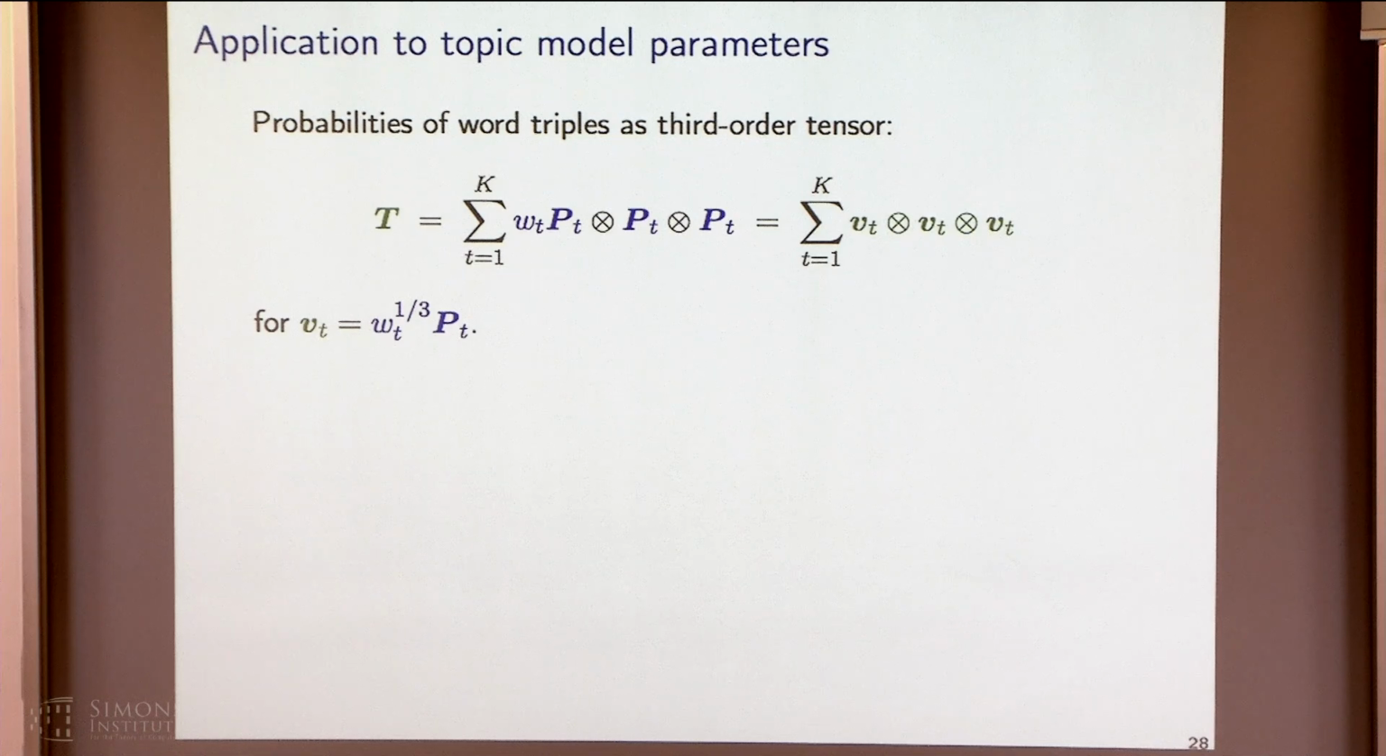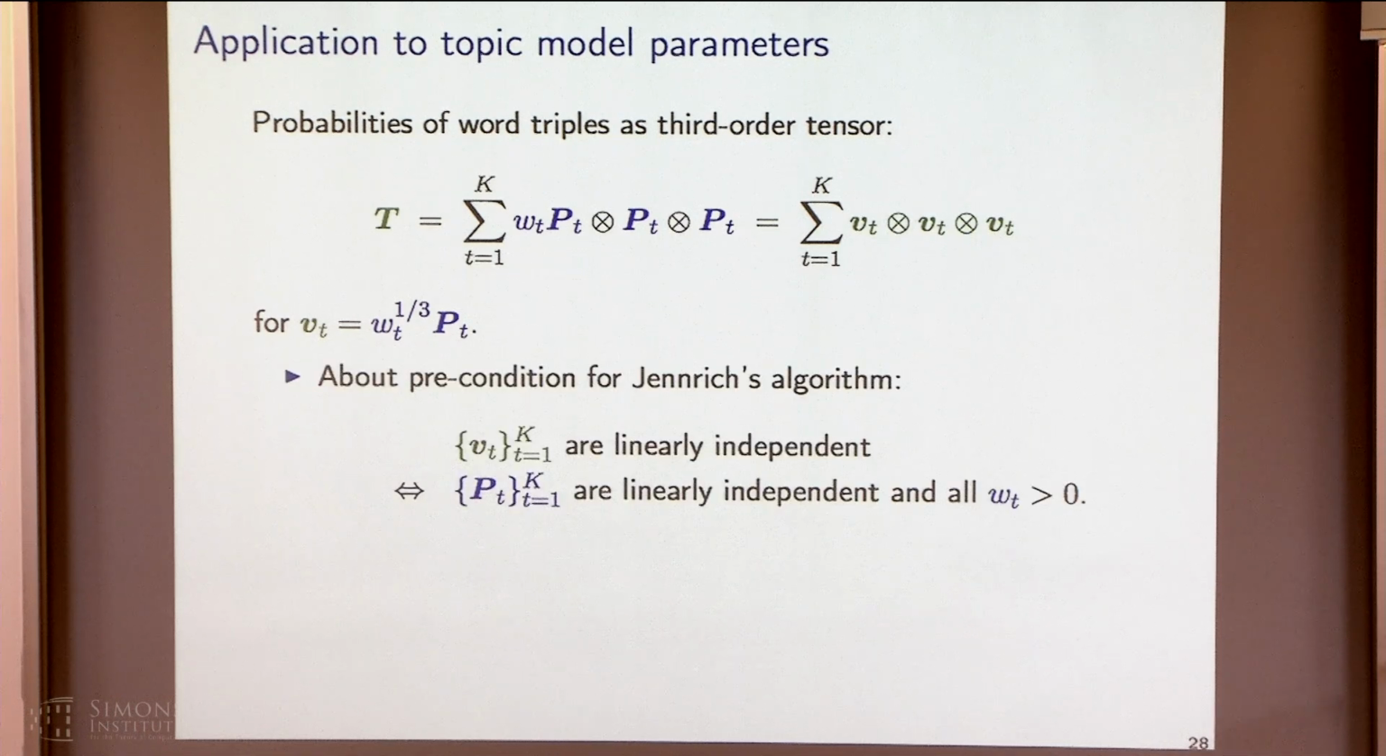And then the condition that I set up in the claim was that these distribution probability vectors are linearly independent and all the weights are positive. So when that happens, then these vectors are also linearly independent. So the Jennrich algorithm applies in this case.